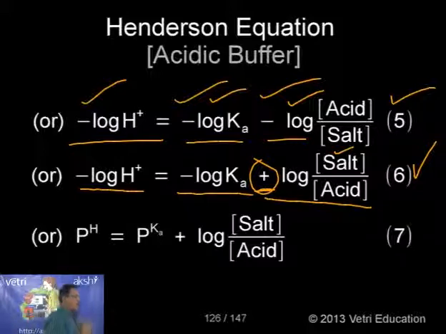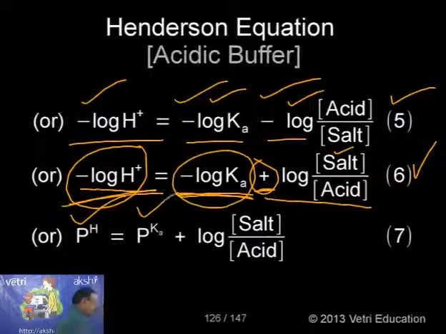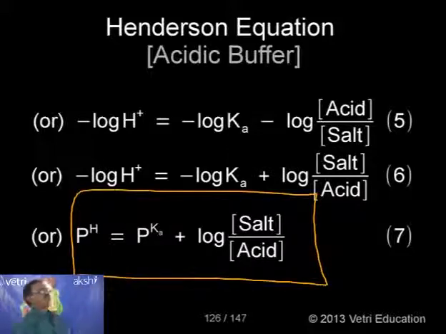Now, the most important part I am coming to. We know from the definition of pH, what is pH? pH is defined as the negative logarithm of hydrogen ion concentration. So this value is nothing but pH. I am substituting the same way. What is pKa? pKa is again nothing but the negative logarithm of the Ka value. So I am substituting pKa. Rewriting, pH is equal to pKa plus log salt by acid. This is the very famous Henderson-Hasselbalch equation for acidic buffer.